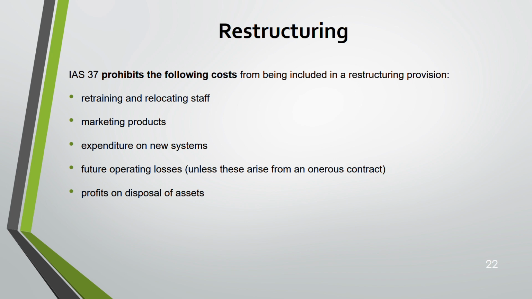Why? Let's go one by one. Retraining and relocating staff. Agreed, it could be due to restructuring. But even if restructuring is not there, don't you retrain your staff? If new things come up in the market, don't you relocate your staff? You do. So these are anyway ongoing costs. Marketing a product, you anyway market the product. They are general costs, not only for restructuring. Expenditure on new systems, you anyway incur them. Future operating losses. Earlier we said for future operating losses, no provisions are recognized. But if it is from an onerous contract, you recognize a provision.